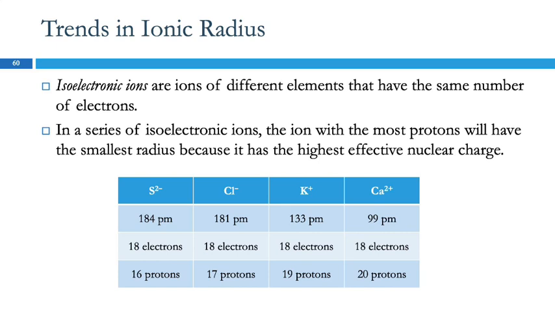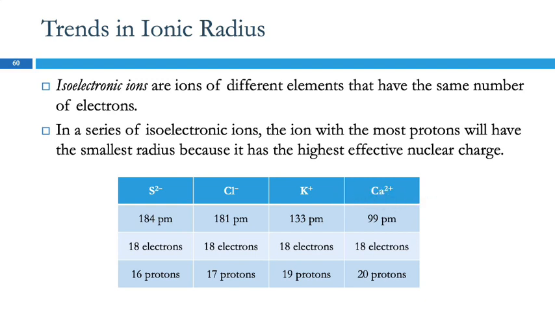And then we can talk about isoelectronic ions. Iso means the same, electronic refers to electrons, so the same electrons. These 4 ions, sulfide, chloride, potassium, and calcium, all have the same number of electrons. They are isoelectronic. They have the same electron configuration as argon, so they all have 18 electrons. The negative ions, the anions, we would expect to be bigger, and we would expect the positive ions to be smaller.